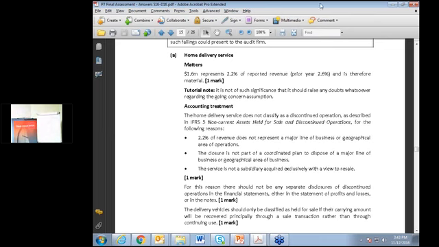Also, initially, after having commented on the materiality, it appears that it is 2.2% of reported revenue and is therefore material. In the prior year, 2.6%. So anything at that percentage, of course, is material, 2.2% of revenue.